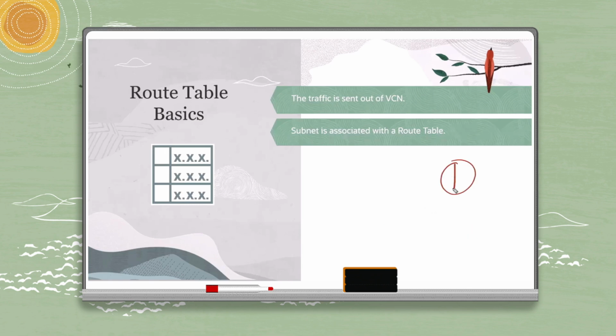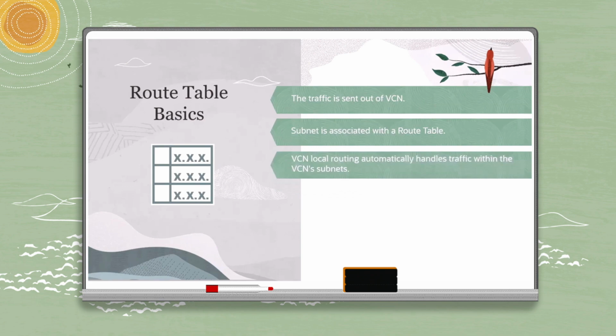Each route table can be associated with multiple subnets. And that is the case when we talk about default route table. I also talked about the local routing and how it enables communication between the instances in different subnets inside the VCN. All that is possible due to the VCN local route.